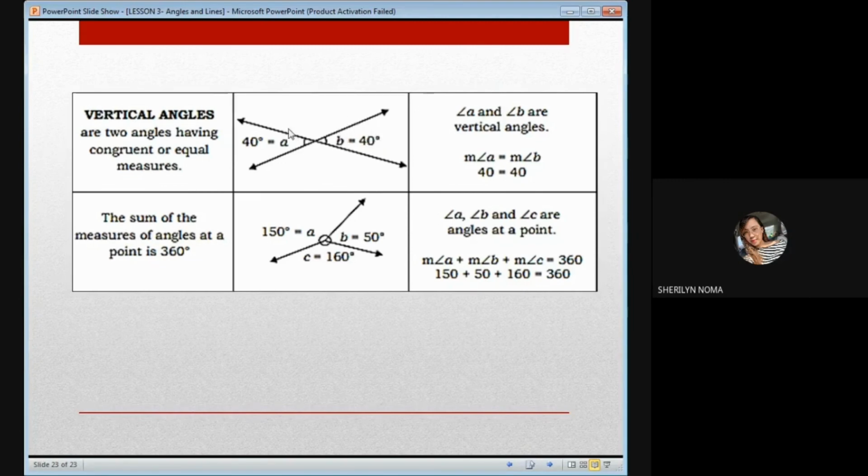Parang ito, yung nasa taas na angle na ito, di ba? Kung ano measurement ng nasa taas, ganun din sa bottom. Okay? So, same measurement po sila. So, the sum of the measures of angles at a point is 360 degrees.